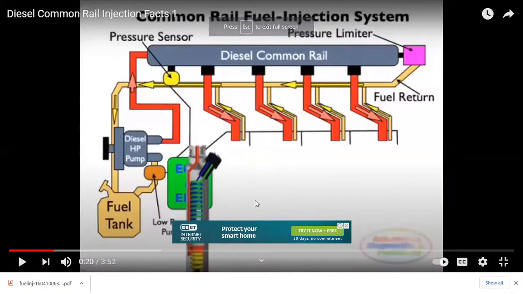So this is a common rail injection system. You see the animation.